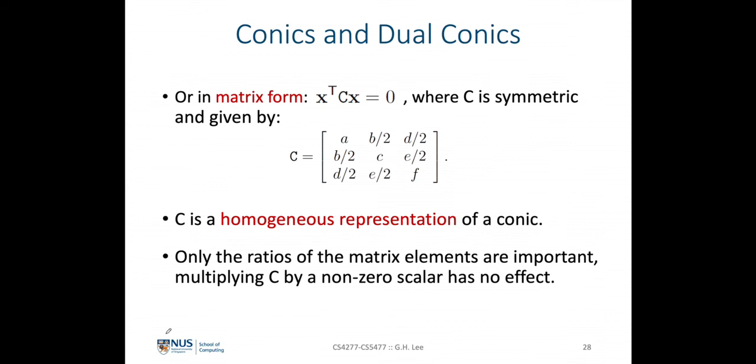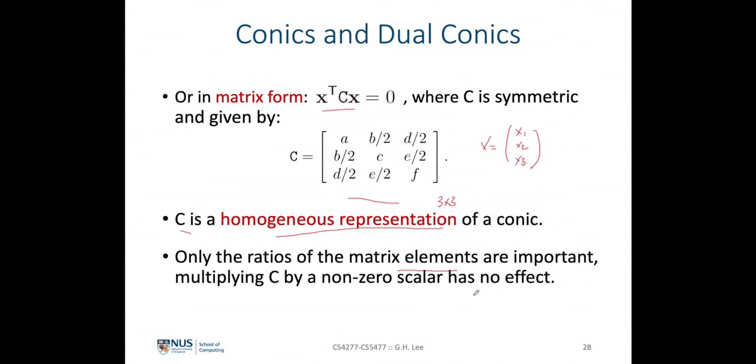Now we can rewrite the homogeneous form of the conics equation into a matrix form, which is given by x transpose C x equals 0, where x here is simply x1, x2, and x3, and C here would be in terms of this matrix form over here. It's a 3 by 3 matrix, and now we can say that C is a homogeneous representation of a conic. And here only the ratio of the matrix elements is important. Multiplying C by a non-zero scalar has no effect.